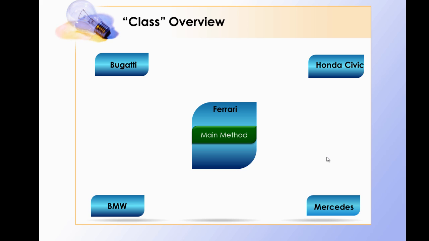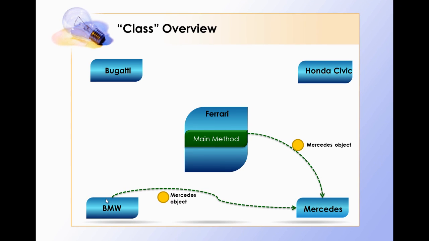You create objects of that class. So for instance, in this Ferrari class, there's a main method here. How this main method gets access to this Mercedes is to create a Mercedes object in here. Similarly, if the BMW class wants fields and methods from the Mercedes class, all it has to do is create a Mercedes object somewhere in this class. Same thing with the Bugatti and Honda Civic.